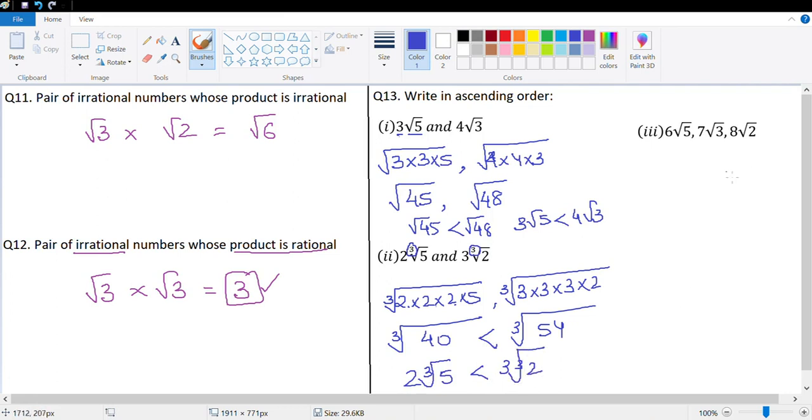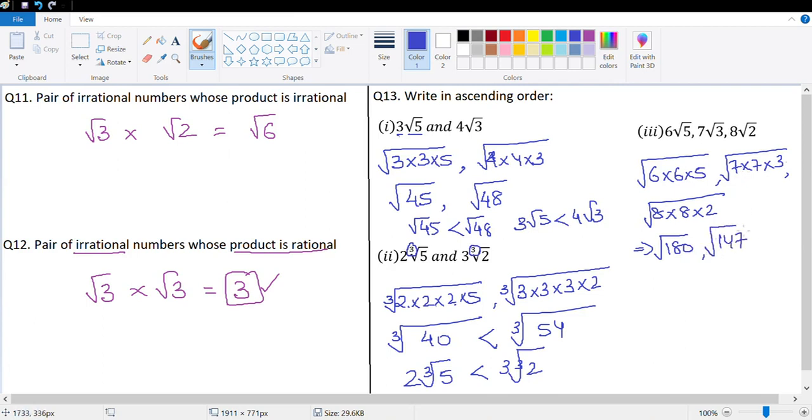Last one, 6 root 5, 7 root 3, 8 root 2. Let's take them inside. So this is 6 into 6 into 5. The second one is 7 into 7 into 3. And the last one is 8 into 8 into 2. So the first number is 30 into 6. That's 180. The second number is 21 into 7. That's 147.